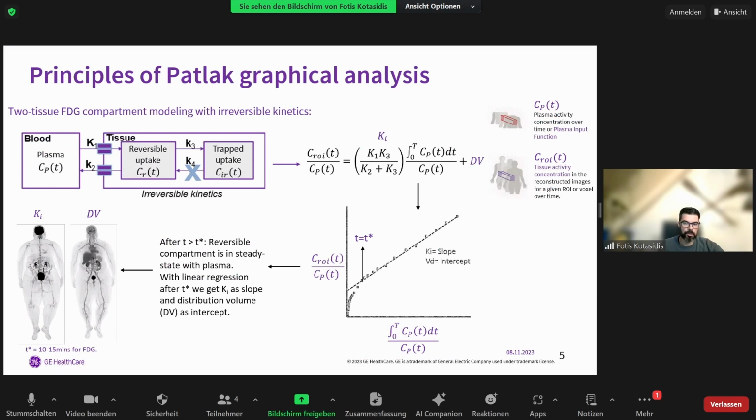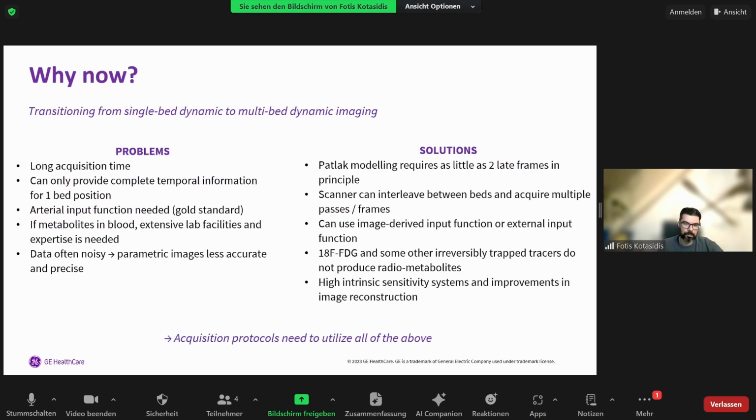It was also our goal for some time now to incorporate Patlak analysis into our applications and into our data acquisition software. So we also developed our own solutions, and this is what I would like to show you. Of course, Patlak analysis is not a new thing. It's been more than 40 years now, but it took some time to find its way into clinical software.